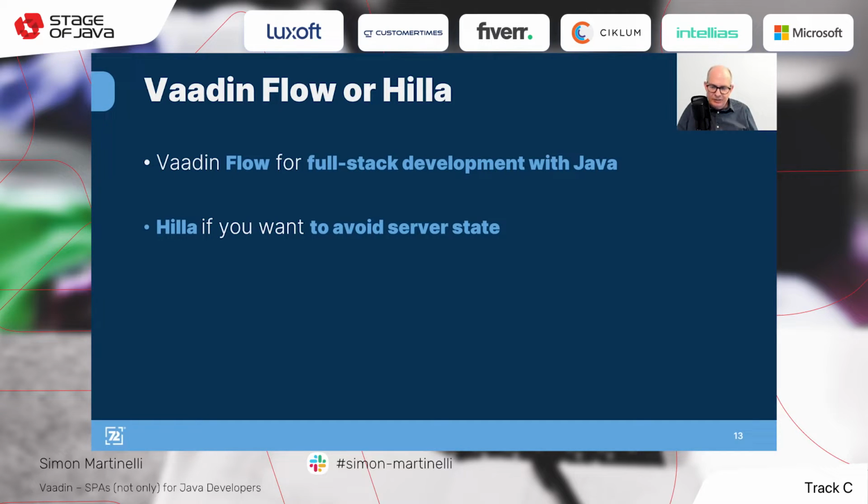If you want to avoid server state, maybe because you have thousands of users, you have thousands of concurrent requests, and you want to scale the backend system, then you can go with Hilla. Hilla brings a traditional single-page application programming model based on Lit, and it also saves you time because you define the endpoints and you don't have to create the REST API and the client access code.